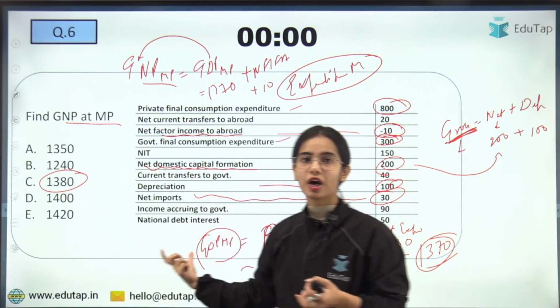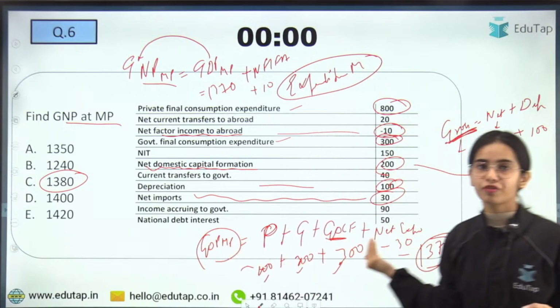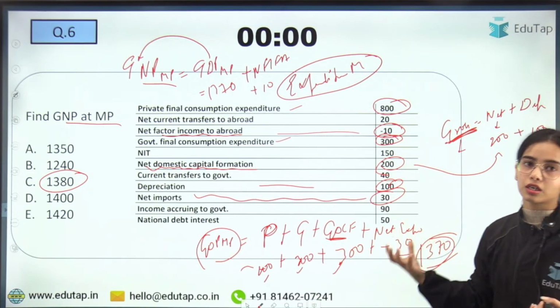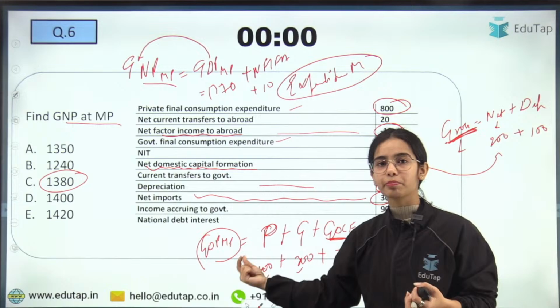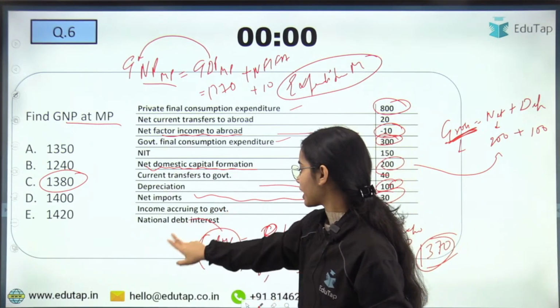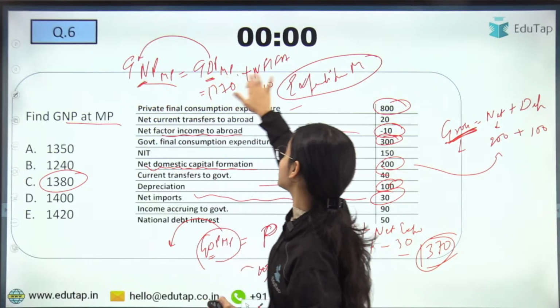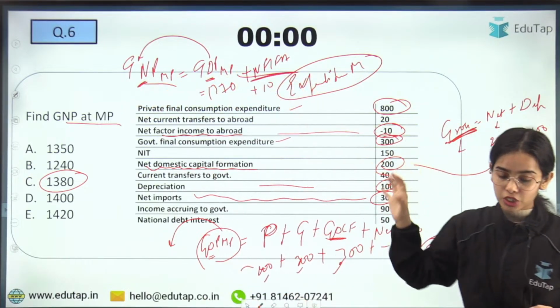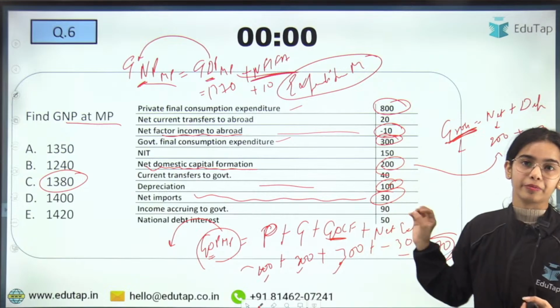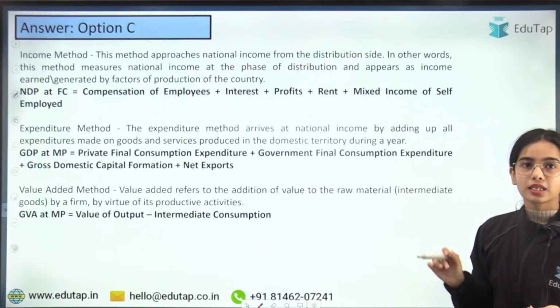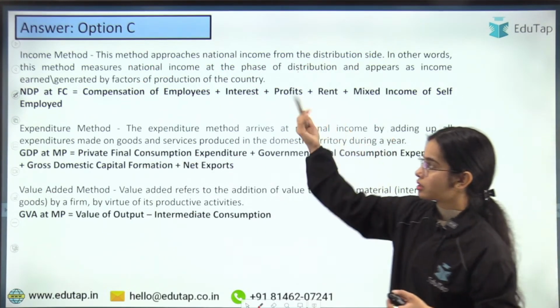Okay, so first you have to calculate the GDP at MP through the formula, and after that convert the GDP at MP to the GNP at MP just by converting the domestic to national by adding the net factor income from abroad. So this is the basic idea. Okay, so here the answer is C, that is your answer.